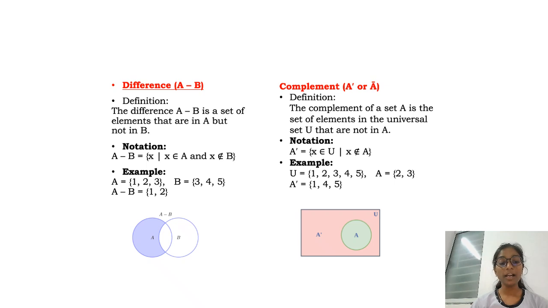Here we are neglecting the elements which are common in A and B, so we can get the difference A minus B. Complement, and it is represented as A bar. Definition: the complement of a set is a set of elements in the universal set U that are not in A. Notation: A bar equals {X belongs to U, X does not belong to A}. Example: U equals {1, 2, 3, 4, 5}, and A equals {2, 3}. A bar equals {1, 4, 5}. And here is the Venn diagram of complement of A, A bar.